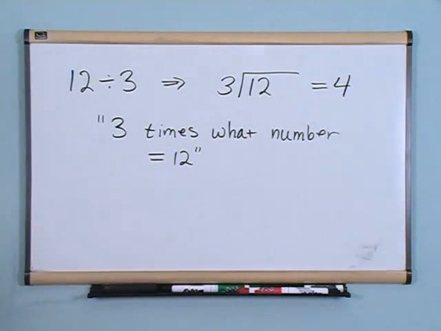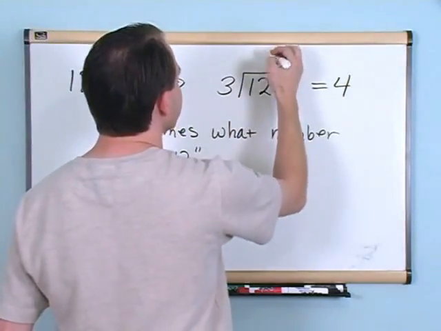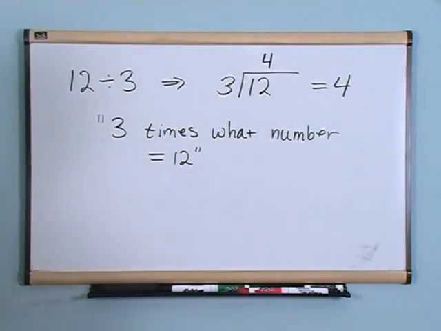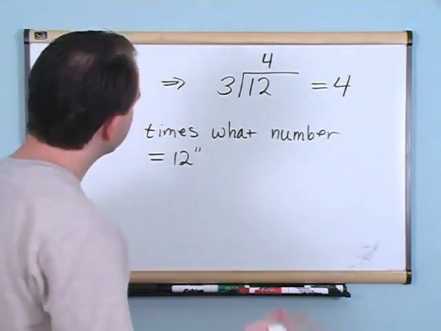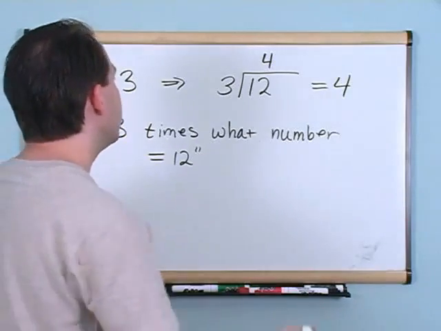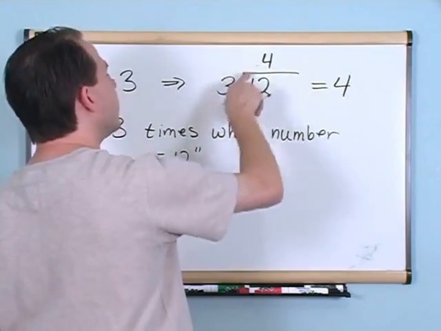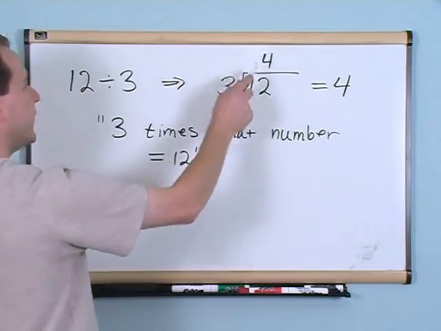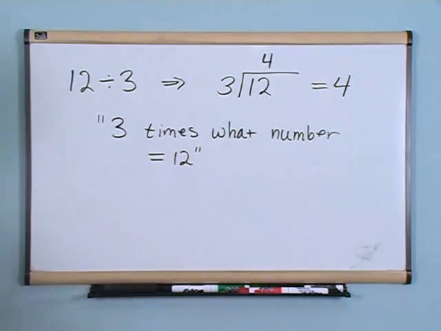Now, I want you to get in the habit right now of putting the answer up above this line here. So we're going to write the answer up there. We can write the answer out down here, we can write the answer over here, but you will see later, you just have to trust me, it's very helpful and it's correct to put the answer up here. So all this means is 3 times 4 gives me 12. That's all division is, okay?